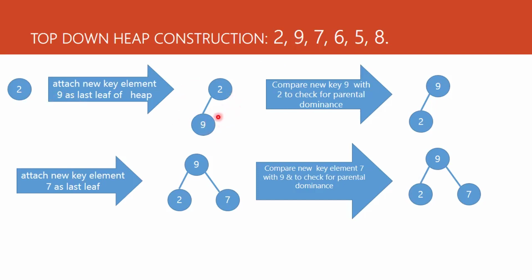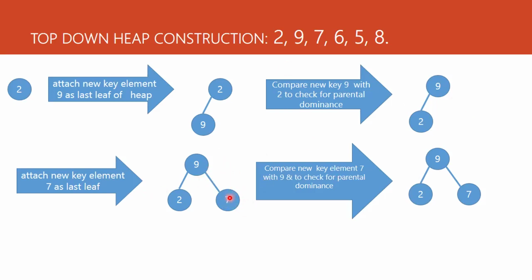and then check whether this 9 is satisfying its parental dominance property, that is, its parent is bigger or not, or bigger or equal. So now the new key 9 has to be compared with this parent, and the parent is smaller than 9, so you have to swap it. Then after swapping, it has satisfied the parental dominance property. Next you attach the next element, that is 7, as the last leaf. Last leaf means it has to come here.